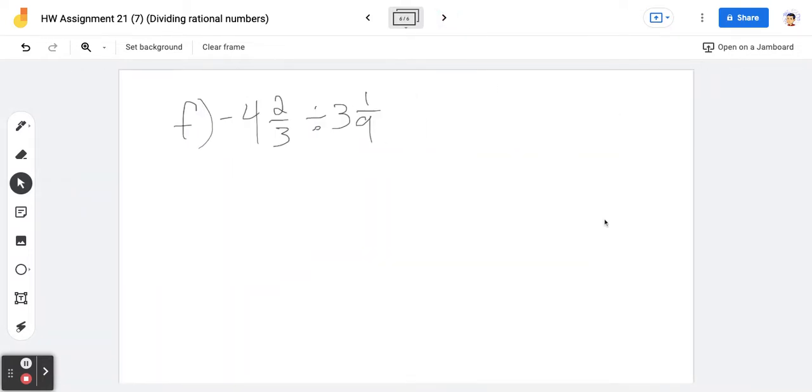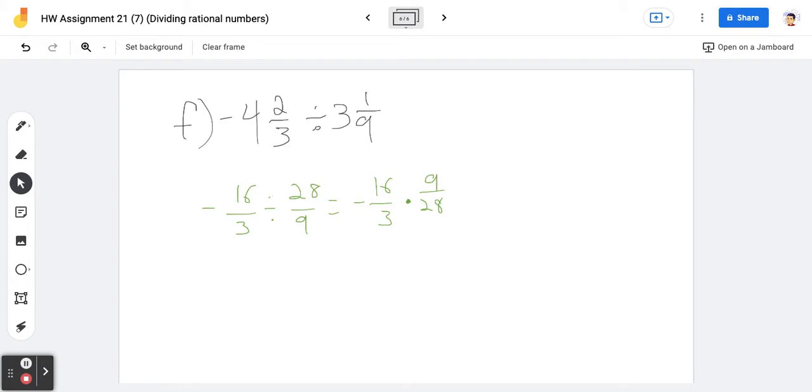Last one, we've got a couple of mixed numbers. The first thing I'm going to do is turn them into improper fractions. 3 times 4 is 12, plus 2 is 14, so negative 14 thirds, divided by 9 times 3 is 27, plus 1 is 28, 28 ninths. Keep negative 14 thirds as is, change division to multiplication, take the reciprocal. So negative 14 thirds times 9/28. And then we can multiply straight across.